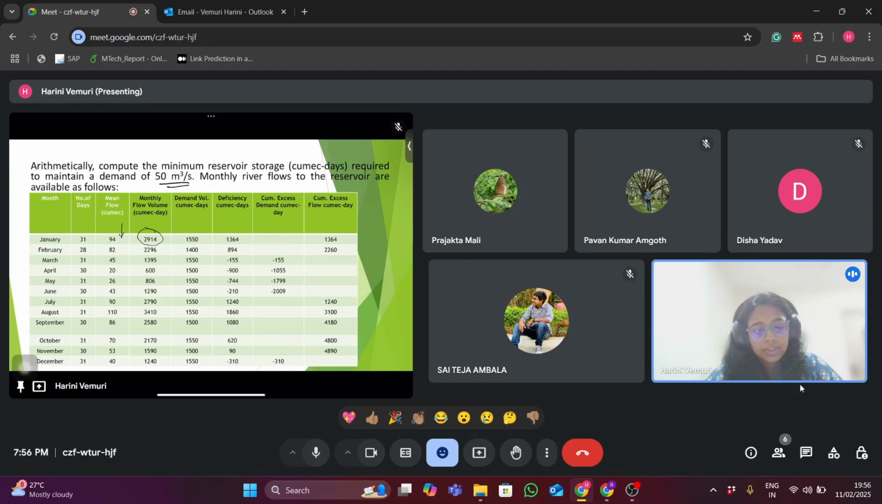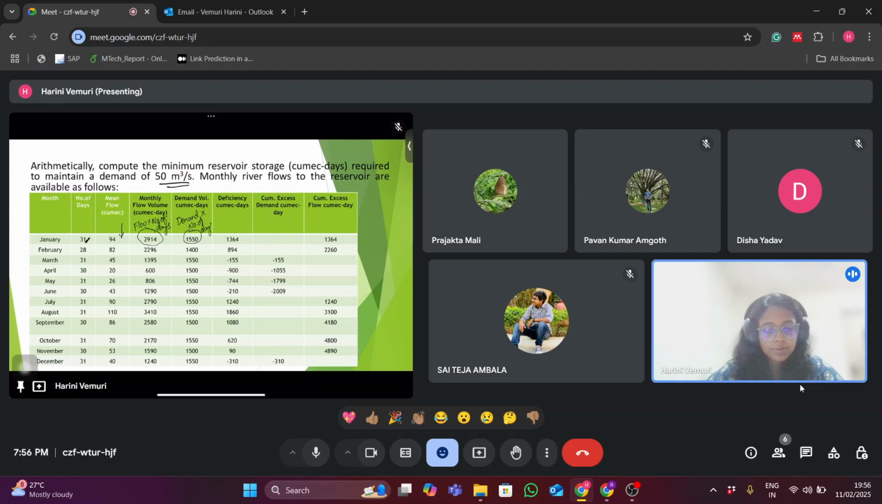We also know that we have a constant demand of 50 meter cube per second. So in a month it will be 50 into 31 days. This is the total volume that is required for the month of January. Basically this is flow into number of days. Using that we will calculate monthly flow volume. Here also in demand volume we are doing demand of 50 meter cube per second into number of days.